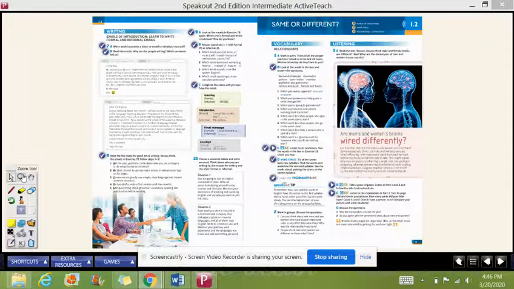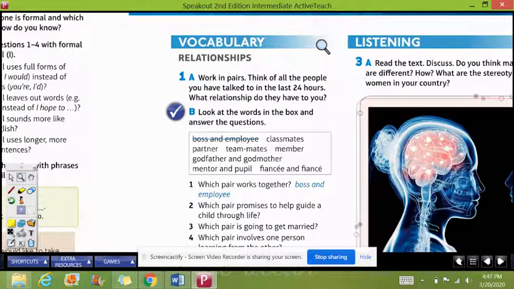So let's get started with number 1. Number 1, you are starting with what is called vocabulary. It says, working with partners, think of all the people you have talked to in the last 24 hours. What relationship do they have to you? I know you can't talk in partners, you can't share, but what you can do is ask yourself. I just want you thinking about this and getting in touch with this context.